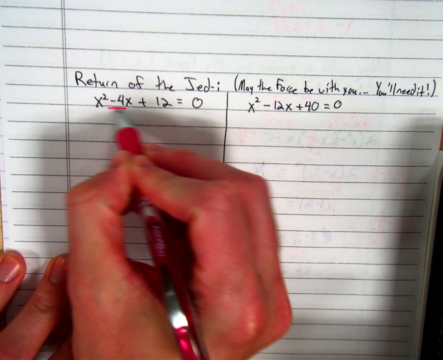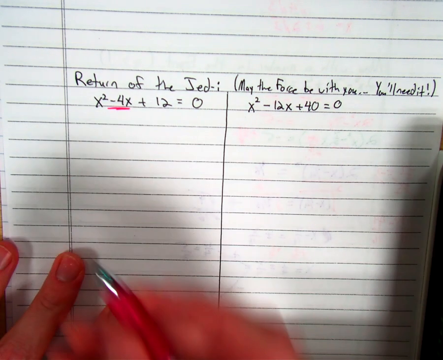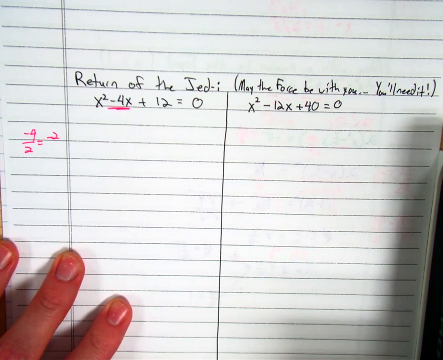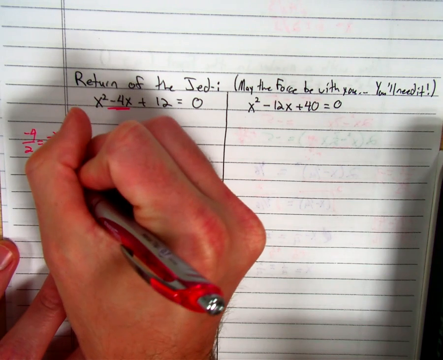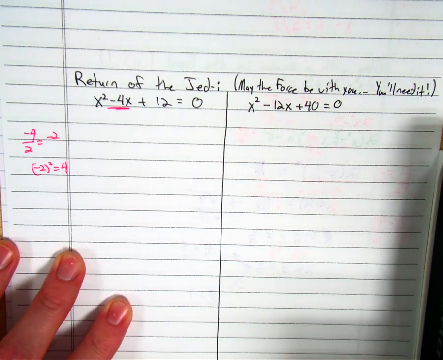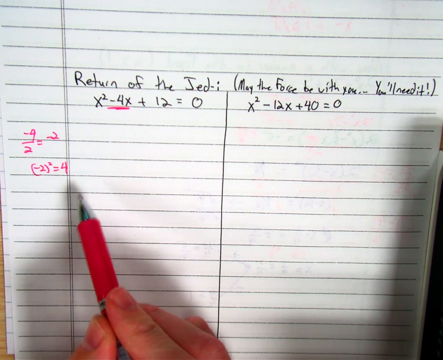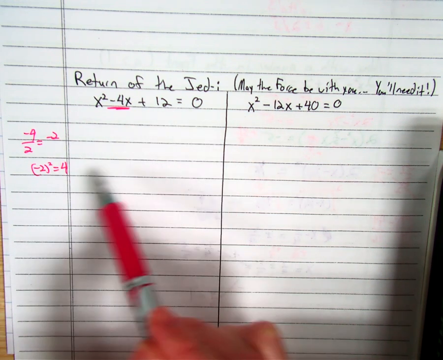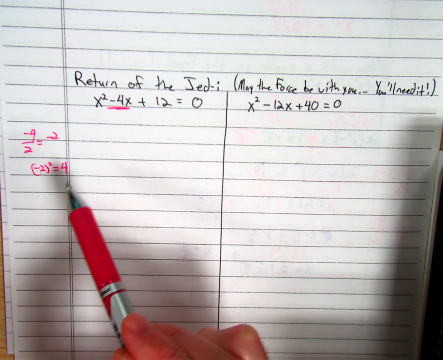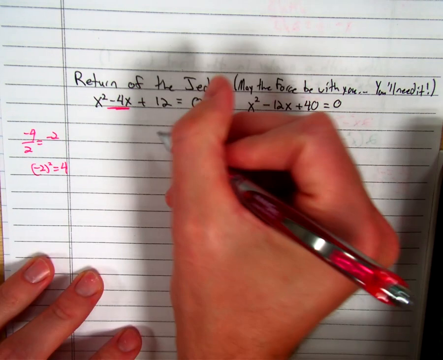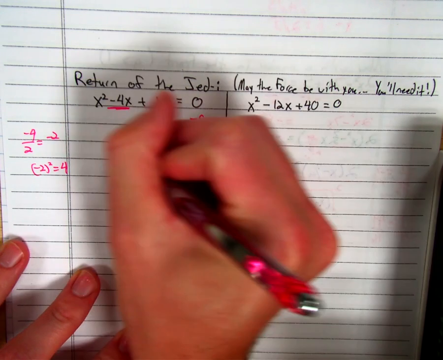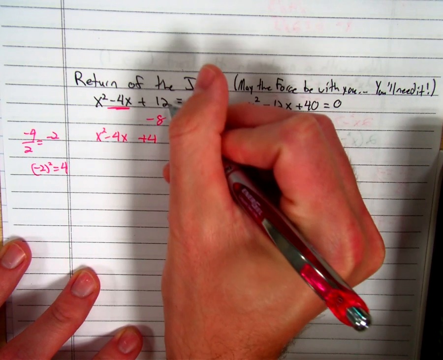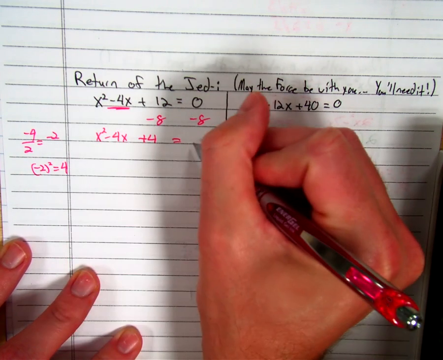Okay, again, the b is the key. What's half of negative 4? Negative 2. Negative 2 squared is positive 4. So again, we have a choice. Do you just want to subtract 12 and then add 4? Or do you want to think about what you have to do to 12 to make it be 4? Okay, I'm going to minus 8. Because 12 minus 8 is 4. That's the goal, to get that to be a 4.